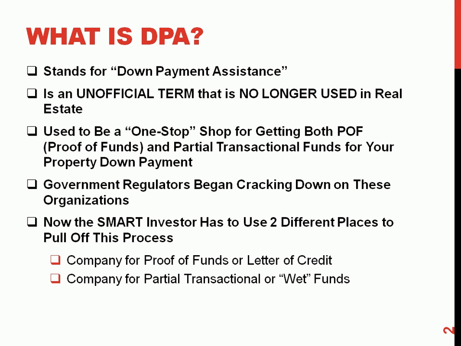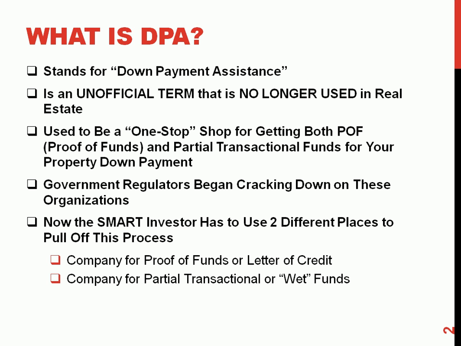It used to be a one-stop shop for getting both proof of funds and partial transactional funding for your down payment on your property. So basically what you do is show a lender that you have a cash down payment of say 20 or 25%, and you would actually use a partial transactional funding group or source to be able to inject that cash into escrow, and of course they're paid back right at the close of escrow through either seller carryback, or the seller actually kicking the money back into escrow for you, or through a buyer's repair credit. So that's how the partial transactional funder is paid back at the close of escrow.